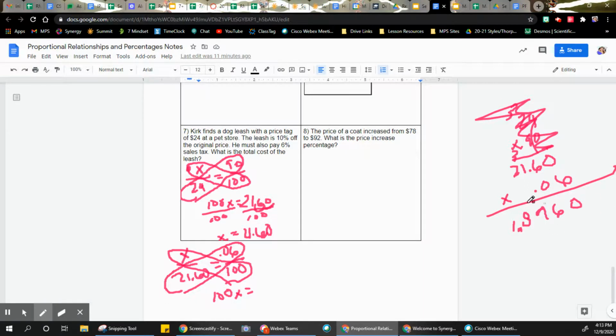Since it's money, I'm going to round up. And since that is a 9 here, and this is a 6, I'm going to round up. That would make this a 0 and this up to a 9. So it's going to be $1.90 in sales tax.